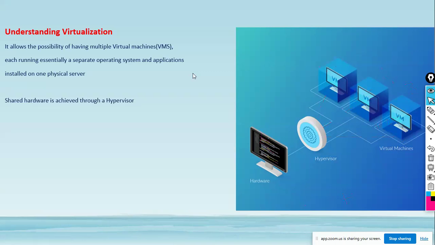Shared hardware is achieved by the hypervisor. So the hypervisor is a software used to create virtual machines.